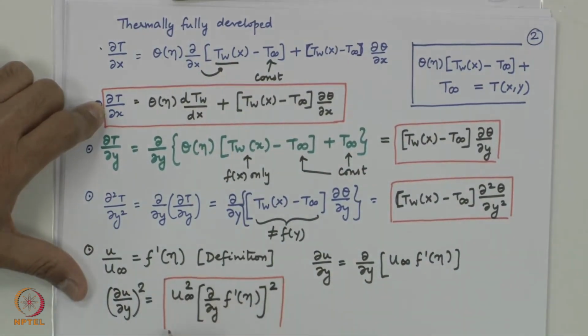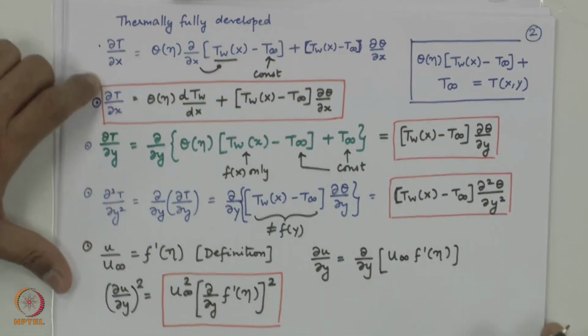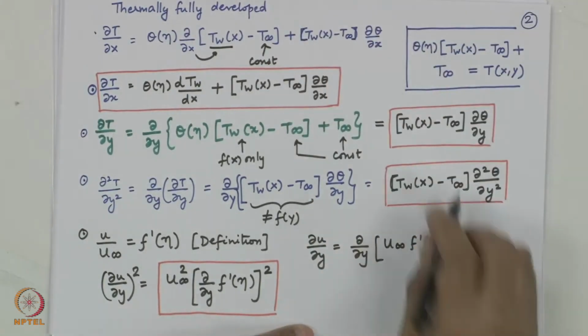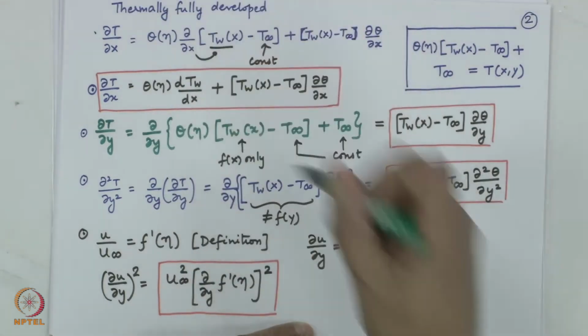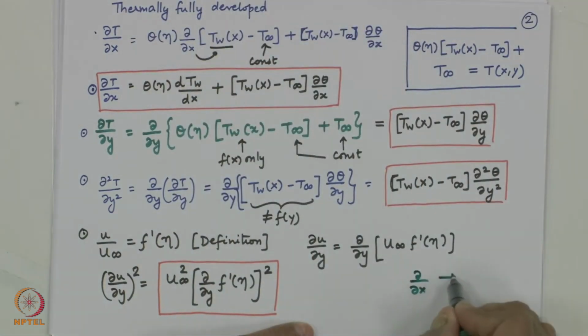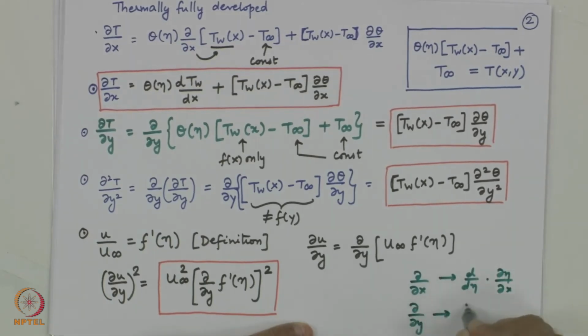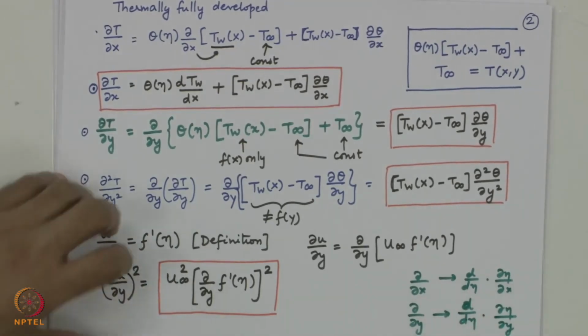Again, all these are going to be written in terms of eta. So, all this later on in the next couple of steps we will write this. d/dx would convert to d/d eta times d eta/dx. d/dy would convert to d/d eta times d eta/dy. This will be done. Okay. Now, we will substitute everything into the original energy equation.